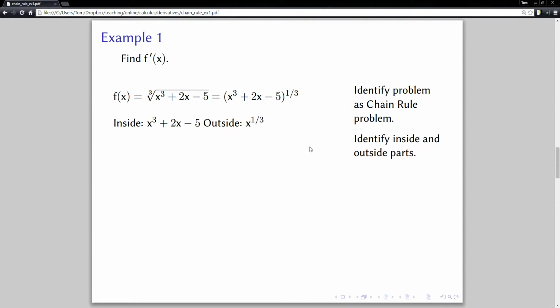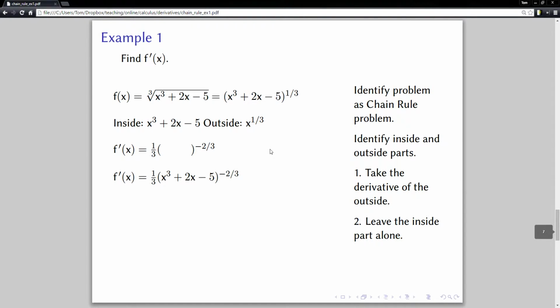All right, once you know the inside part and the outside part, then it's just a matter of running through the 3 steps of the chain rule. Step number 1 is to take the derivative of the outside part. Well, the outside part is x to the 1/3 power, so that's a power rule problem. We would pull the 1/3 down and then subtract 1 from 1/3. That will give us negative 2/3. Okay.